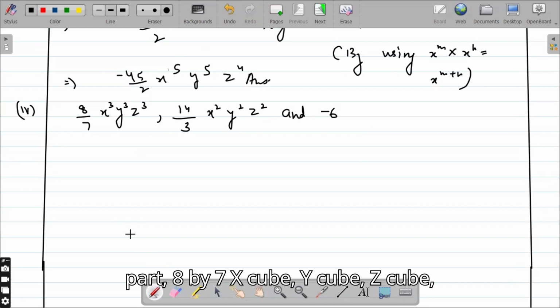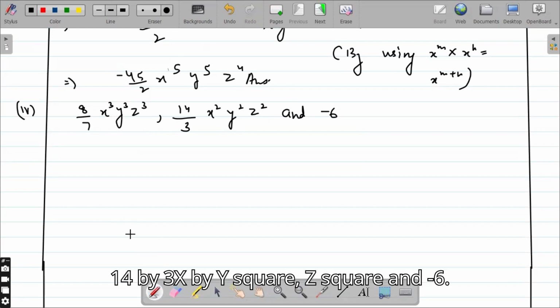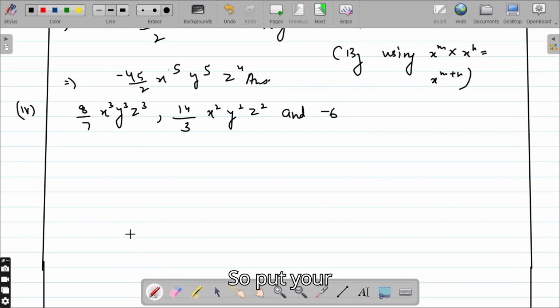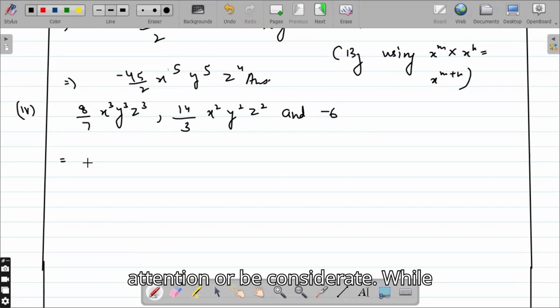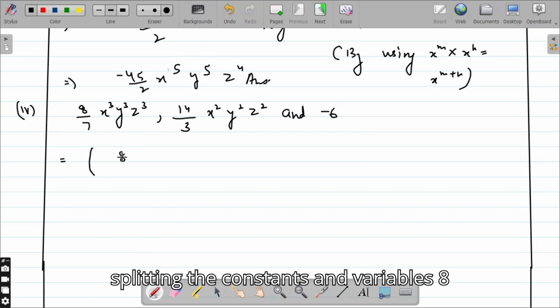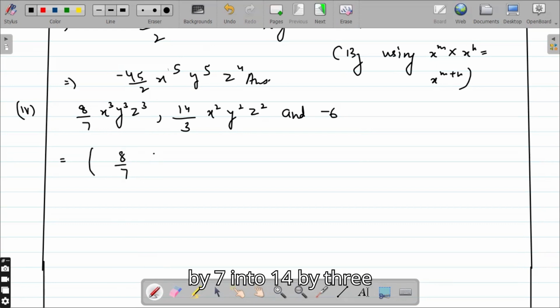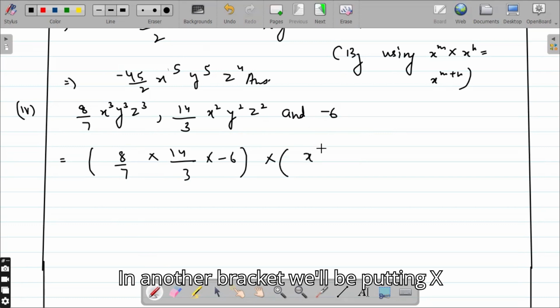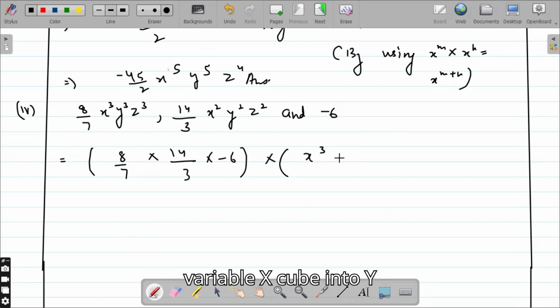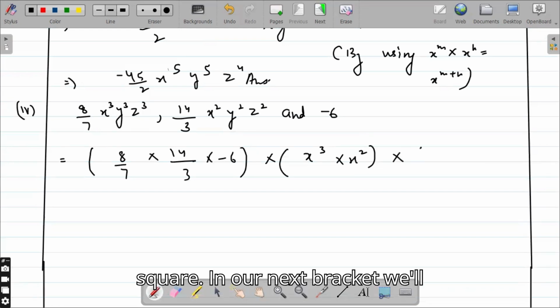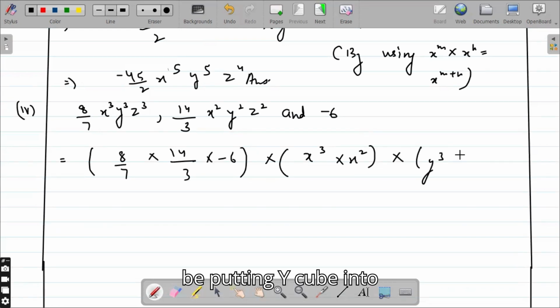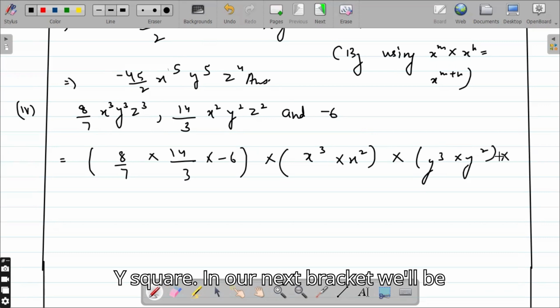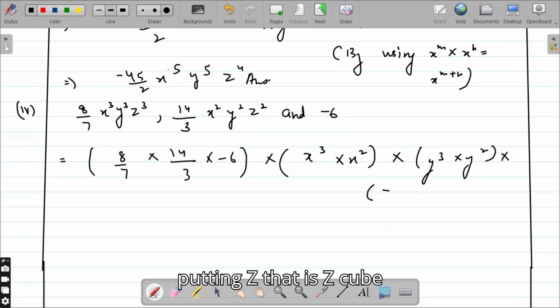Fourth part, 8 by 7 x cube y cube z cube, 14 by 3 x square y square z square, and minus 6. Put your attention and be considerate while splitting the constants and variables. 8 by 7 into 14 by 3 and this minus 6. In another bracket, we'll be putting the x variable, x cube into x square. In our next bracket, we'll be putting y cube into y square. In our next bracket, we'll be putting z cube into z square.